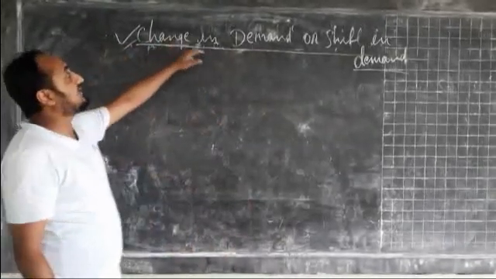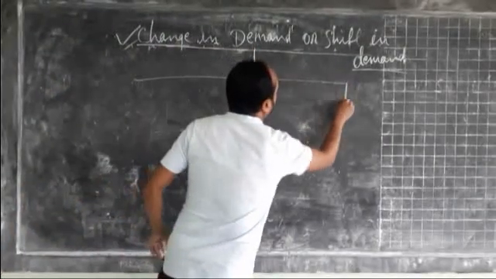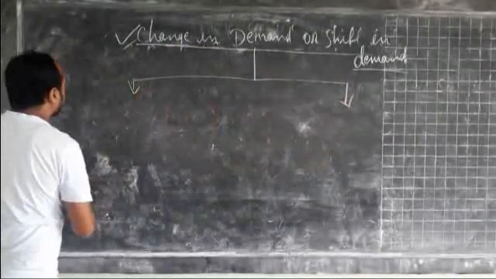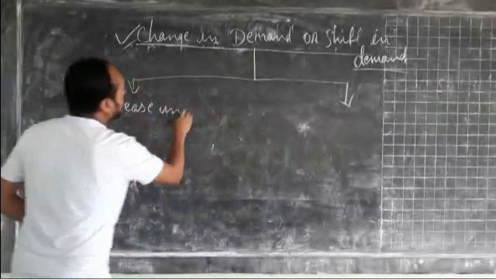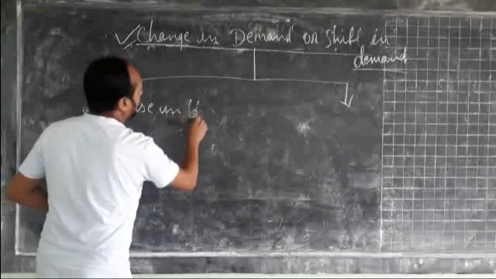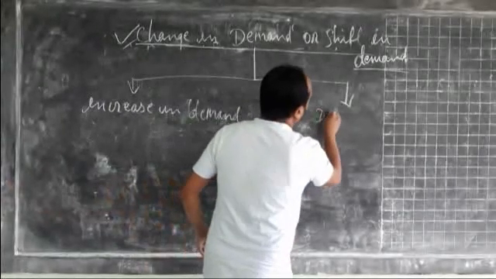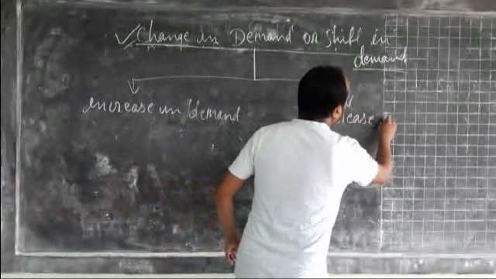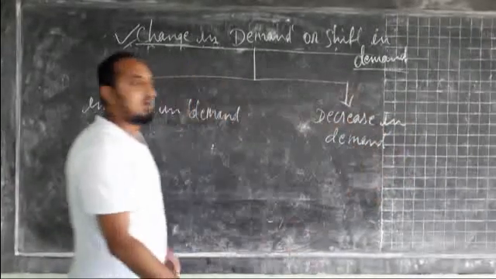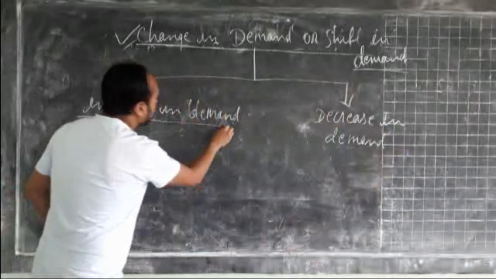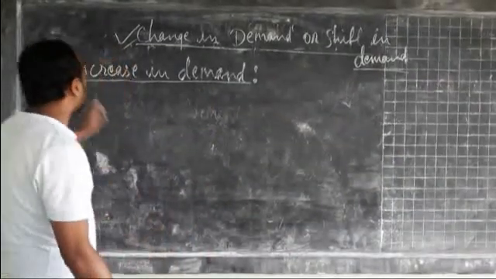Now this change in demand is of two types. We can divide this one into two types. Number one, we have increase in demand, and number two, we have decrease in demand. Now I will explain you first this increase in demand, then I will go to that next decrease in demand. Okay, this increase in demand.